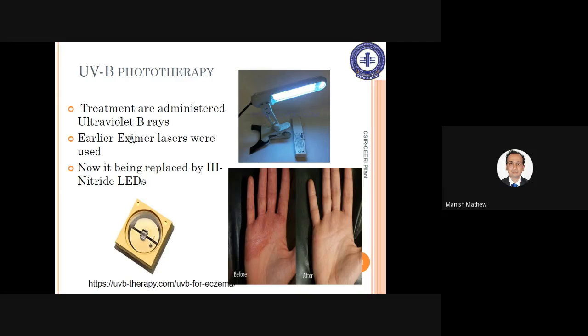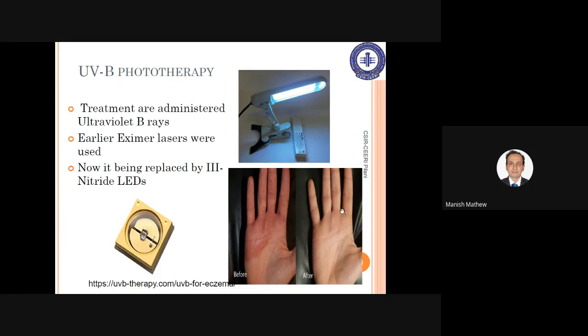Earlier we used to have excimer lasers, which were very expensive and may have some side effects. But with this type of LED, it's very safe.